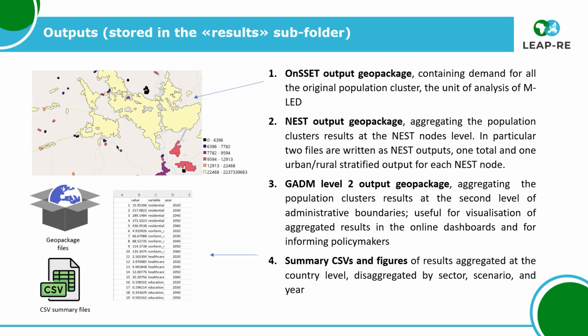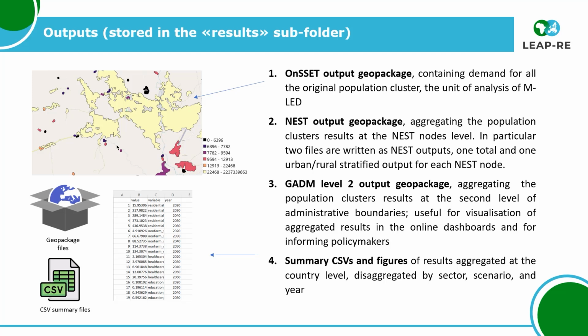Then for policy purposes, the results also summarize the second level of administrative unit, with a geopackage aggregating the results at provinces. Also, this is the scale at which results are visualized in the online RE4AFAGRI dashboards on our www.re4afagri.africa website. And finally, we also produce very aggregated country-level summary CSV and figure results that can be useful to have a first glimpse of the total results of a given run.